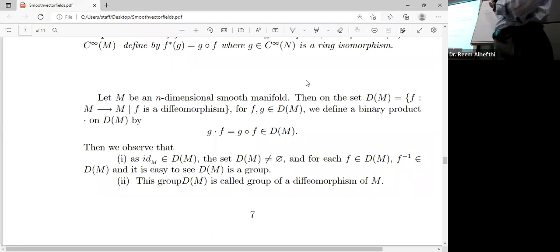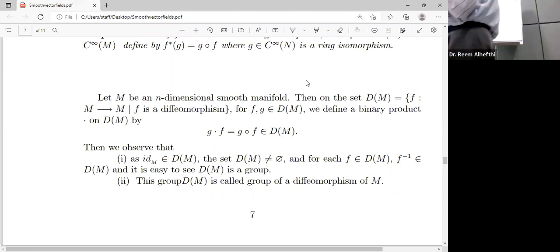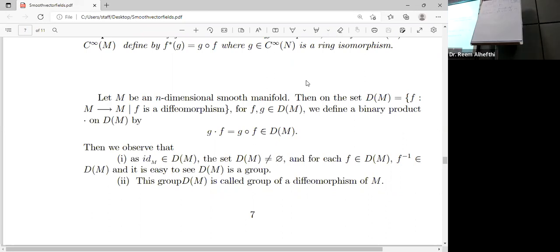Yes. But it's a smooth map from M to M, such that the inverse is also smooth. We took F, G in D(M), meaning both are from M to M. Maybe I didn't understand your question. No, that is a different thing. Here we don't have the composition there. Here you are fixing a manifold: the group of diffeomorphisms of M.